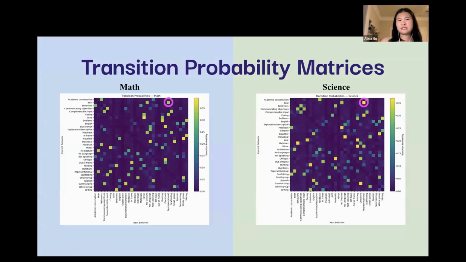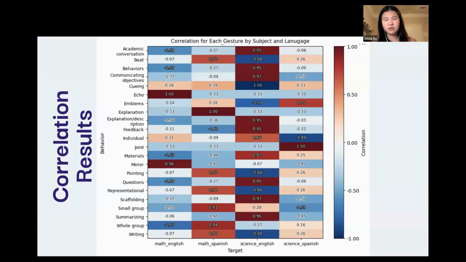We do, however, see that there are some very similar, very common transitions, especially from our beat to representational, pointing to emblems, individual to no language, as well as going from maybe some inaudible to whole group, which also might make sense because it might be a little chaotic organizing everyone into a big group.